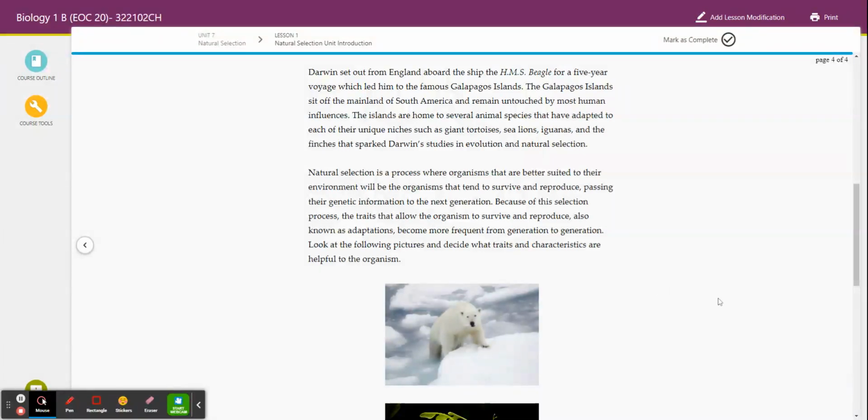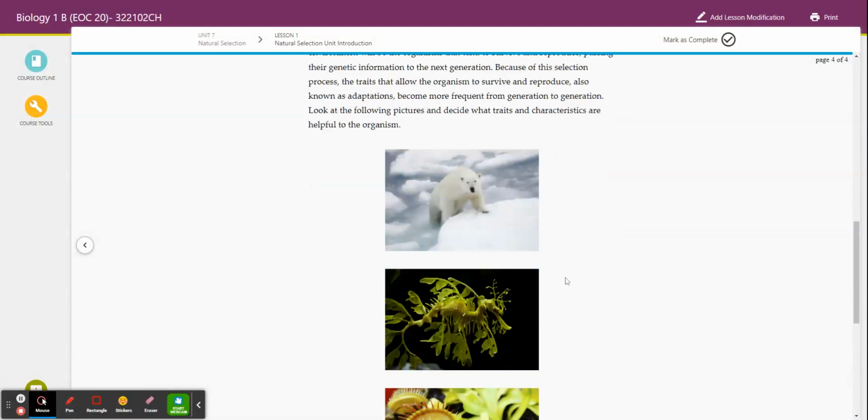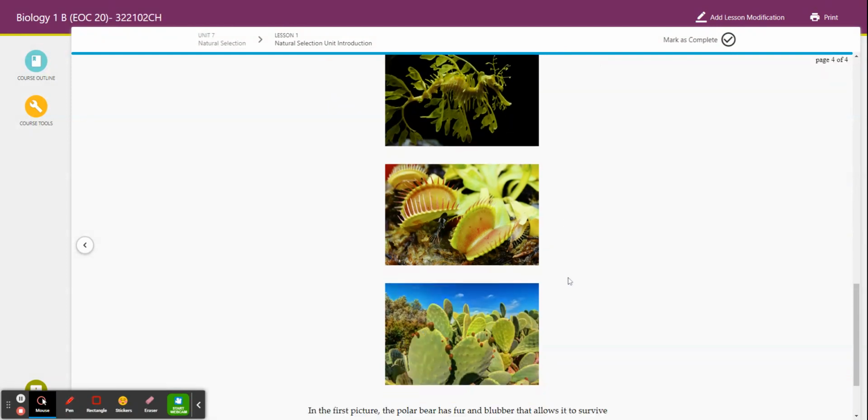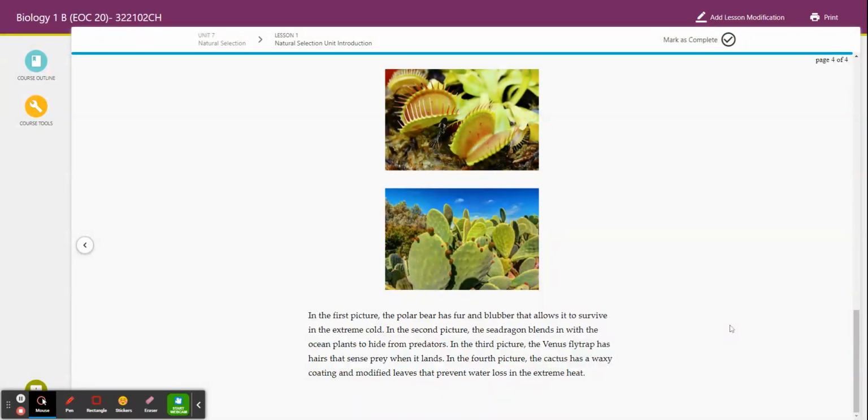Look at the following pictures and decide what traits and characteristics are helpful to the organism. In the first picture, the polar bear has fur and blubber that allows it to survive in the extreme cold. In the second picture, the sea dragon blends in with the ocean plants to hide from predators.